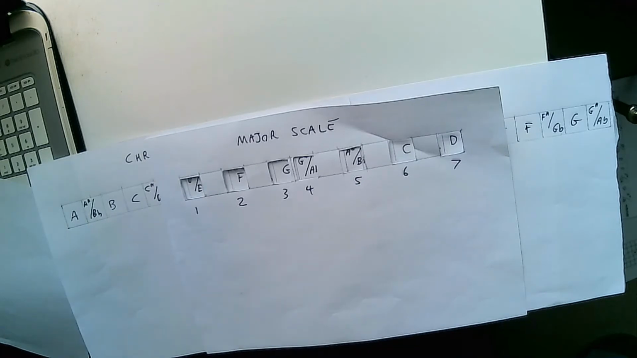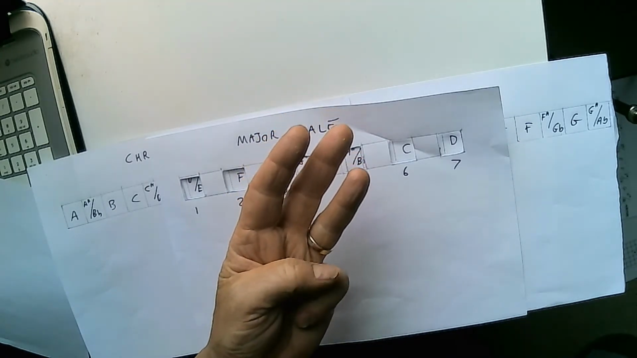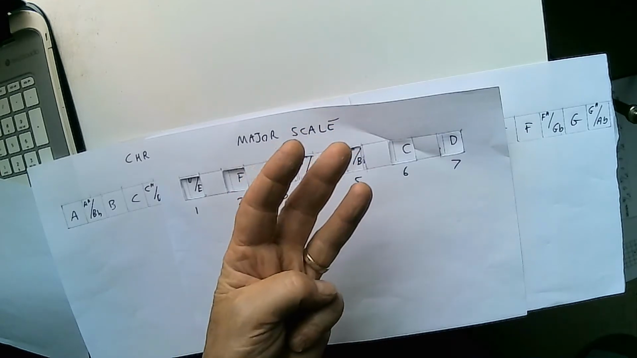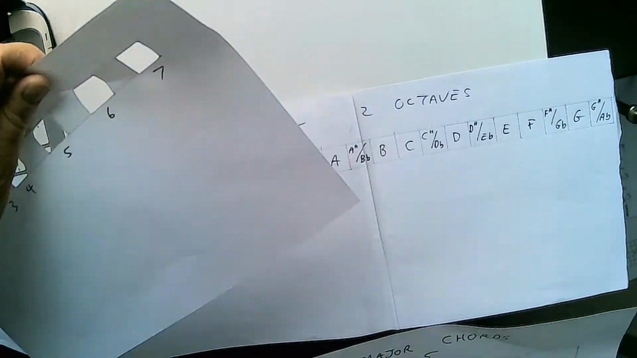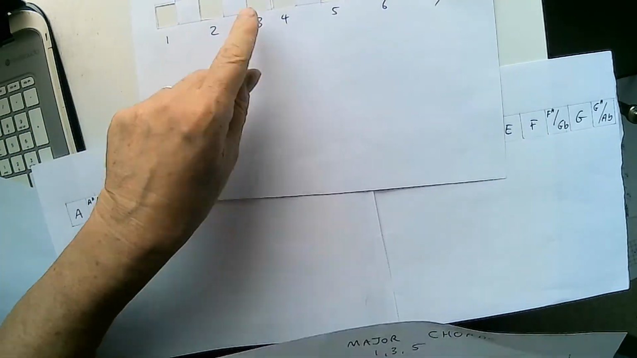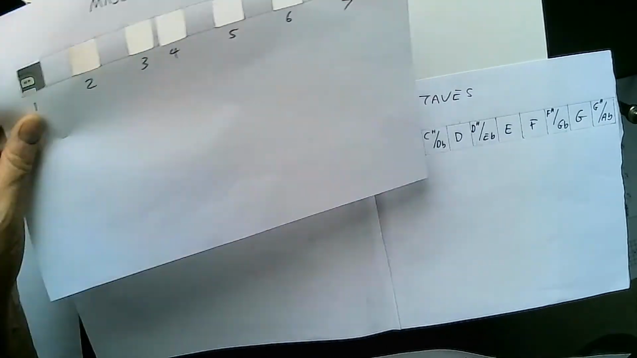Separately to scales is chords. Now there's many different chords out there, but a chord is basically any 3 notes or more played together. So a basic simple chord would be 3 notes. Now one of the chords is the major chord. That is made up of certain notes in the major scale. It's the 1st, the 3rd and the 5th notes played together.